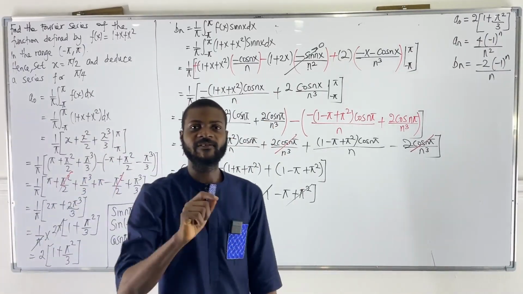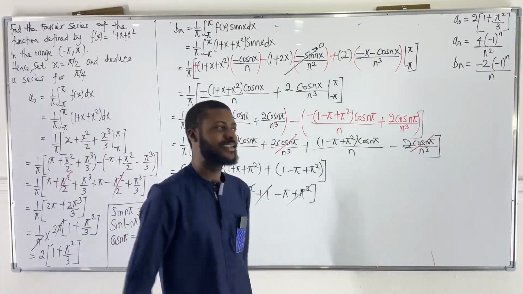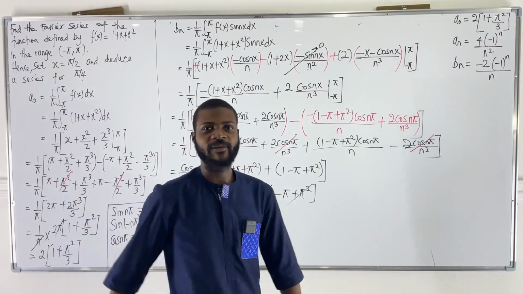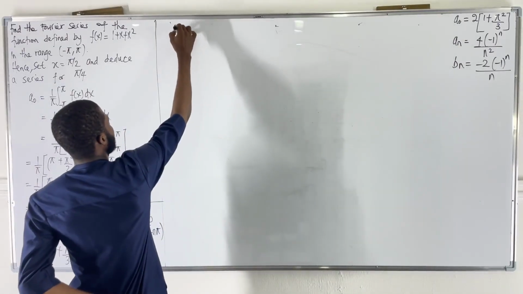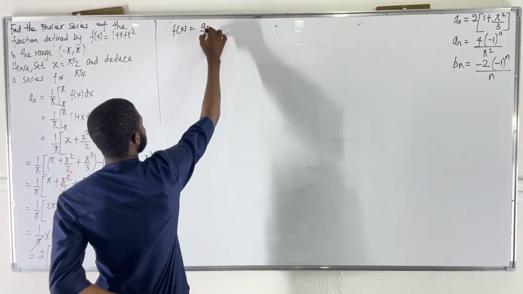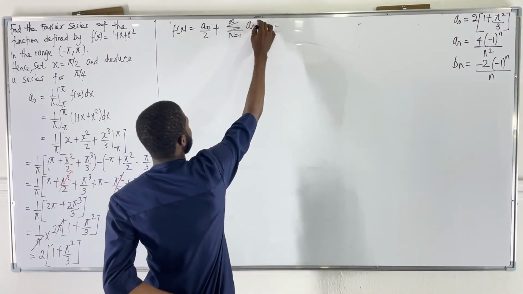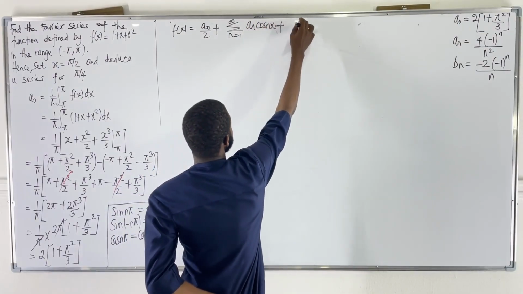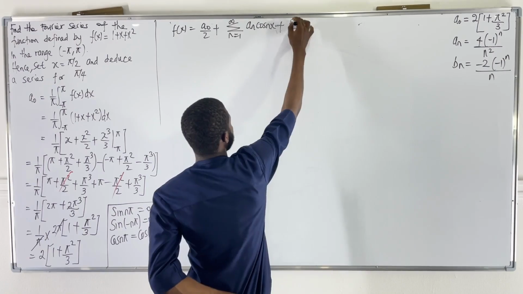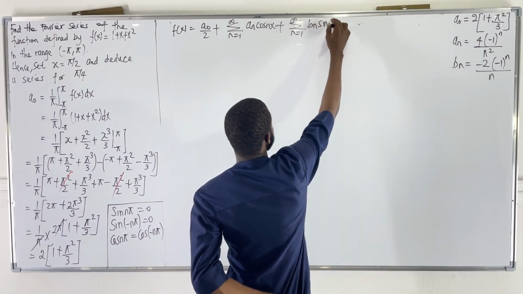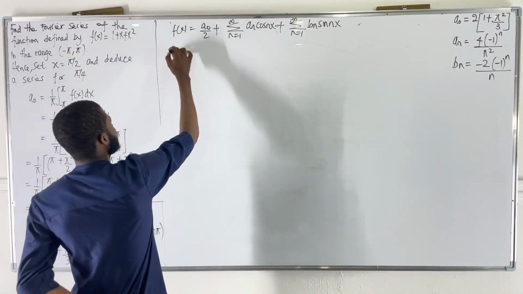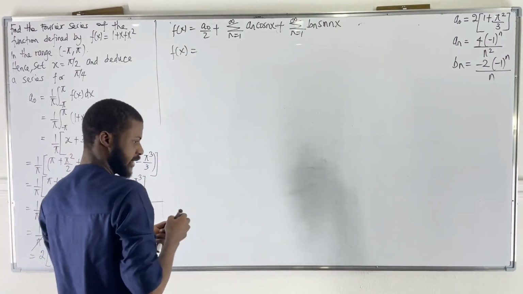Now let us find the Fourier series coefficient and be done with this. F of x is equal to a naught over 2 plus the sum from n equal to 1 to infinity of a sub n cos nx plus the sum from n equal to 1 to infinity of b sub n sine nx.